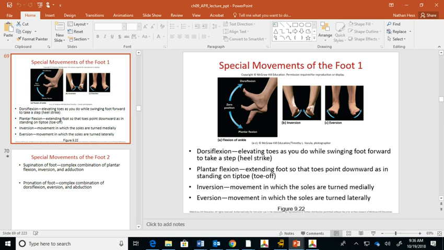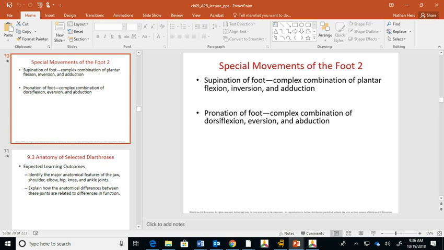Are you with me, friends? There is supination or pronation of the foot, but it's very complex. If you have a super flat foot, that is really pronation. If you have a super high arch, that is supination. If you can imagine those two pieces. Again, I'm not testing you over that.